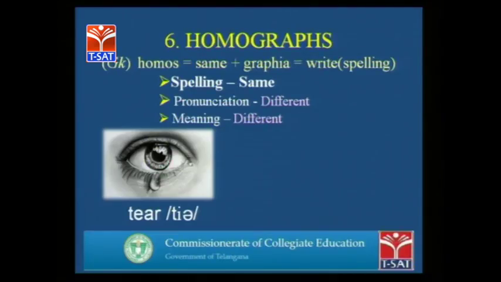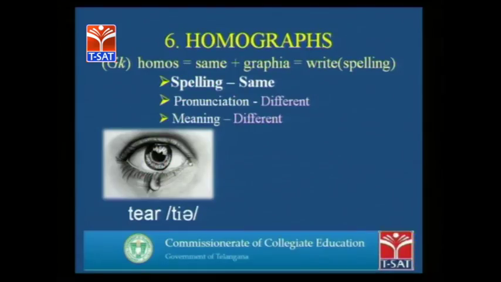Again, here homos means the same, and graphia is writing. That means to say, when you write something, how do you write it? So, it indicates the spelling of a word. The spelling is the same, the pronunciation and the meanings are different.